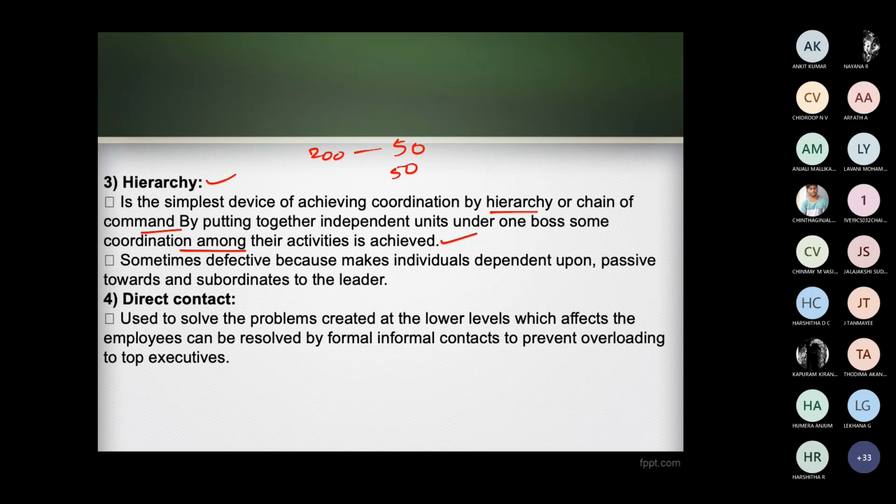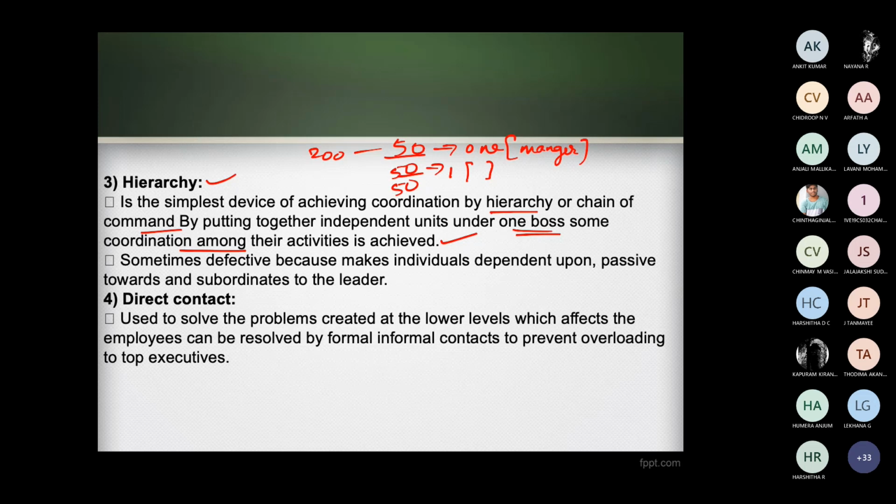So 50, 50, 50, like this I will divide, and for each group there will be one manager who is taking care of these 50 people. Next, one manager will be taking care of the next 50. So that is what independent units under one boss means. 50 are under one boss, 50 are under another boss.